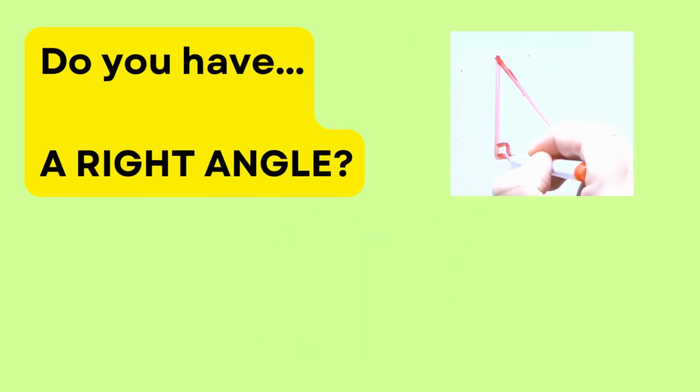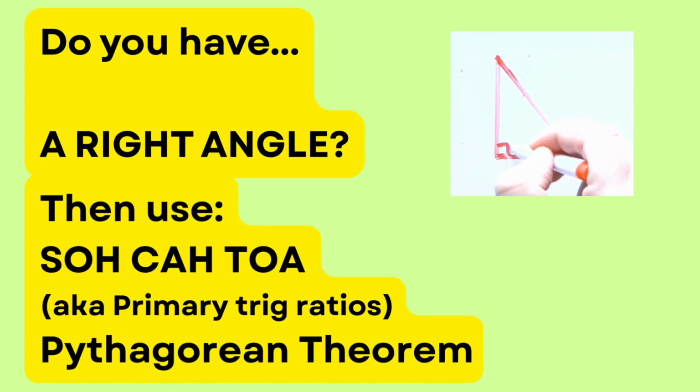Let's go. The first question to ask yourself is if you have a right angle triangle. A right angle triangle means it's a 90-degree angle, and we signify it with this little square in the corner. So if you have a right angle triangle, what you want to use are your primary trig ratios, sine, cos, and tan, also known as SOHCAHTOA. And in some cases, you would use Pythagorean theorem as well. Now, you could use your sine law or your cosine law, but you're just giving yourself extra work.